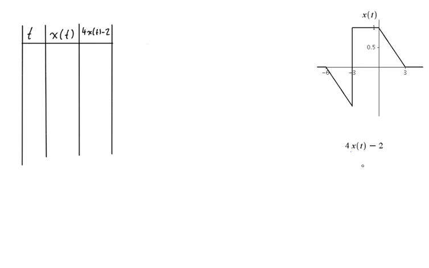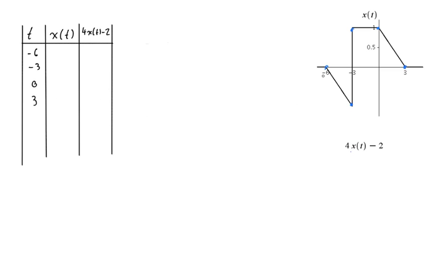Hey everyone, so we're going to be doing another transformation today, but this time we're going to be doing an amplitude transformation rather than a time transformation. So just like last time, we're going to pick out some points, and it's going to be the same points as last time because we're using the same x(t) graph that we did for our time transformations. So like last time, we're going to copy down those points.